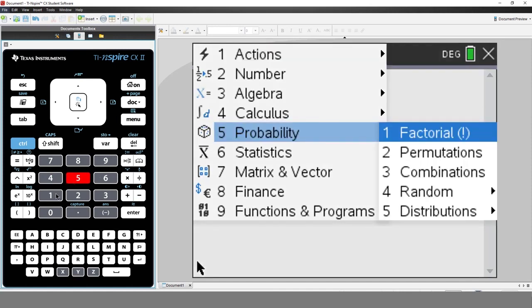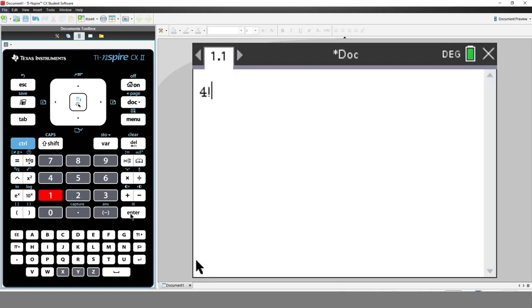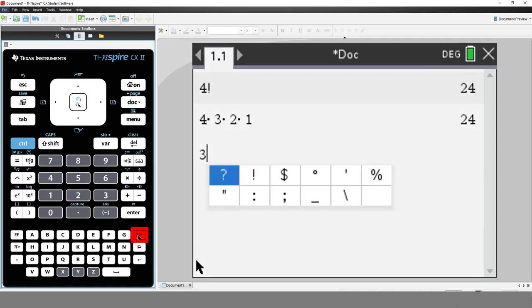So, our four cars in the four-car garage had 24 arrangements. So 4 factorial, which is 4 times 3 times 2 times 1, equals 24. The factorial sign is the same as the exclamation mark, so you can also access it from the punctuation key. Tap the key, and tap again, and then press Enter.